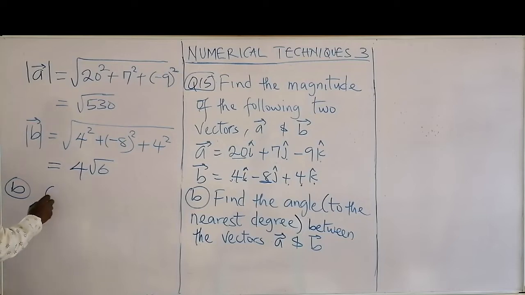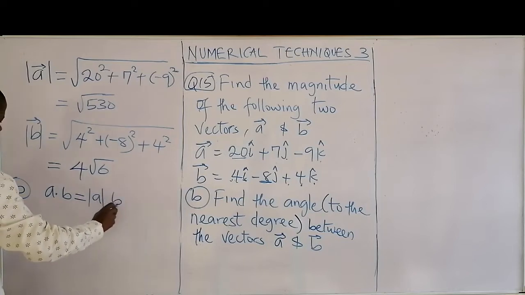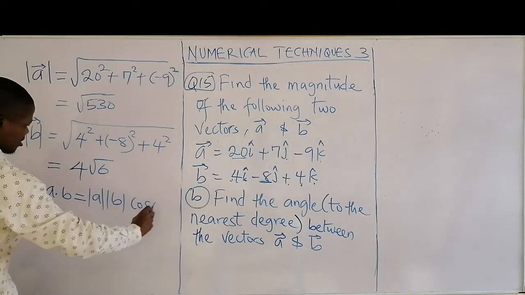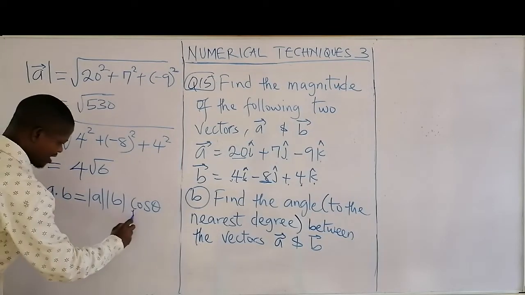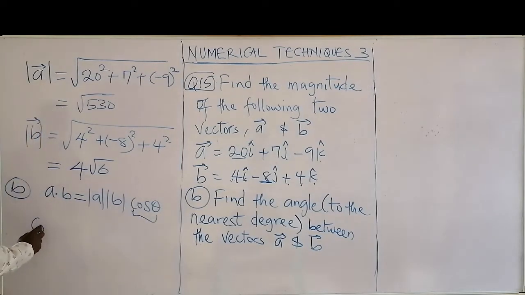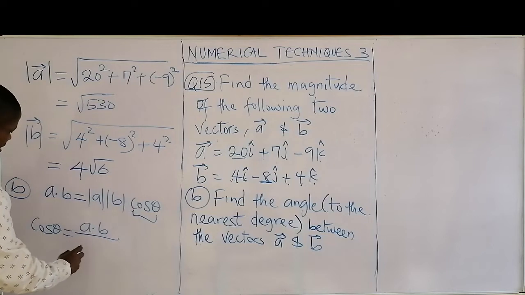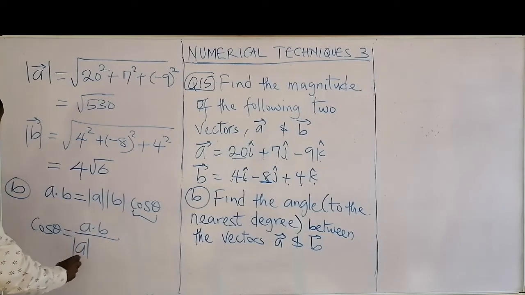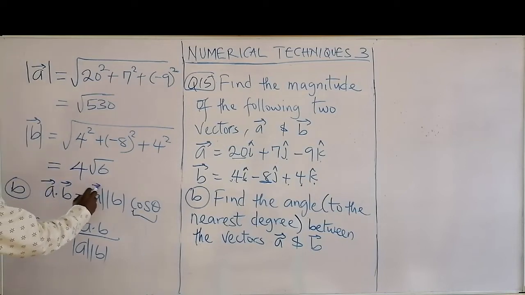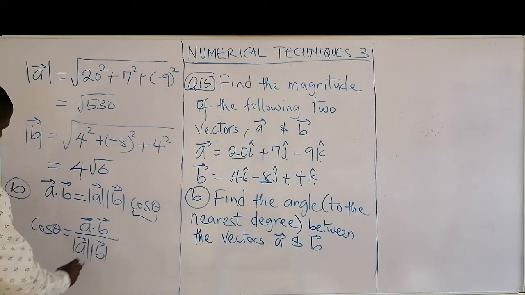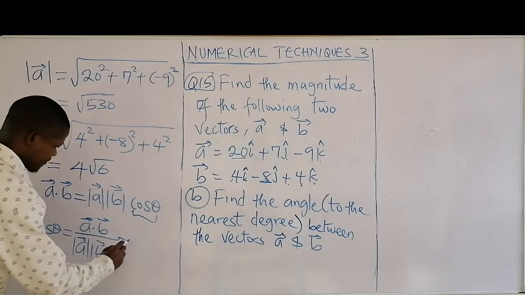If you want to find the angle, we have a formula for that. A dot B, the dot product of A and B, will be equal to what? A magnitude times B magnitude, and then cos theta. So we can make cos theta the subject. Cos theta will now become A dot B, the dot product of A and B, over A magnitude and B magnitude. So let's put the vectors there. Vector A, this. Okay, so let's get the dot product of that.